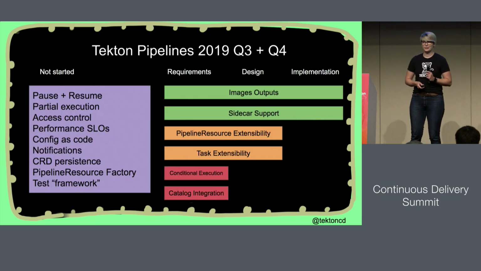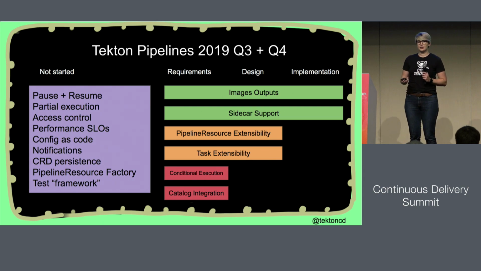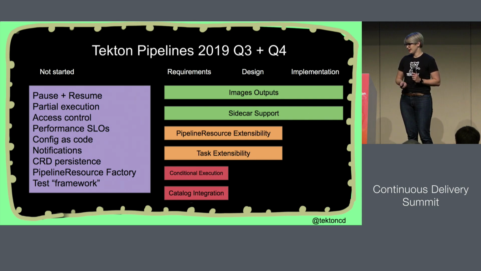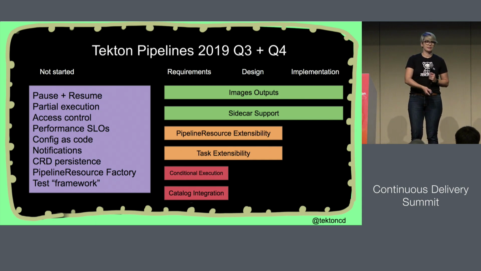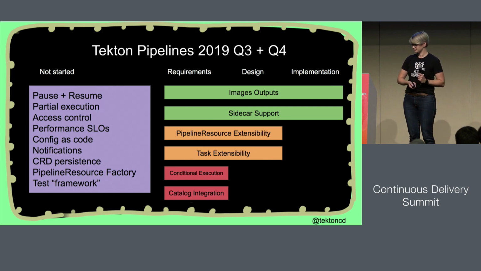And then for the rest of the year, we have a somewhat ambitious list of features that we want to add. A lot of these are things that most CI/CD tools already have, things like conditional execution or manual approval via pause and resume. And then we want to add some things that other CI/CD tools tend not to have, like strong typing around images. We want to have a strong extension model so that you can extend Tekton with your own types without having to recompile it or upstream the changes.